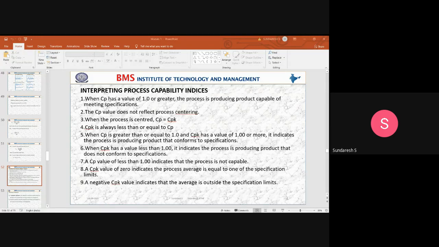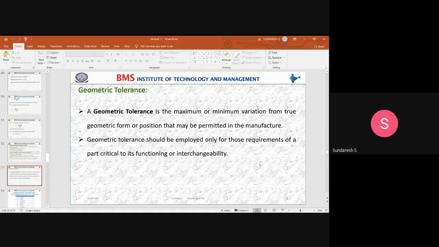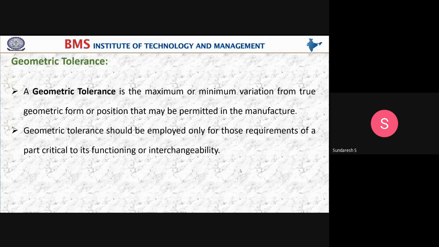Why I have taken these things up is that we have to discuss the concept of geometric tolerance now. Geometric tolerance is the variation in the shape or the form of a product. You can see the slide over here. A geometric tolerance is the maximum or minimum variation from true geometric form or position that may be permitted in the manufacture. Of course, maximum or minimum variation is possible, and that can be permitted in the manufacture.